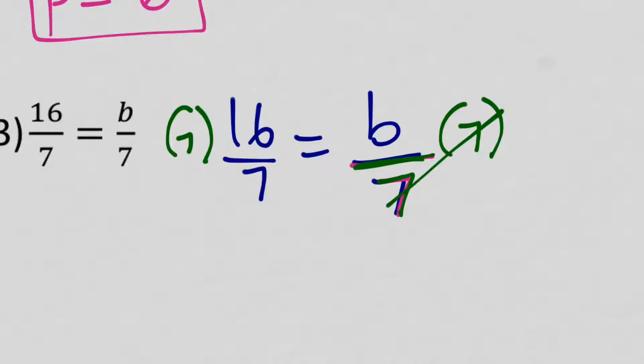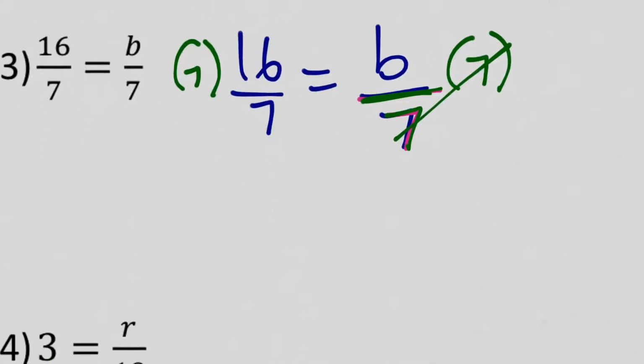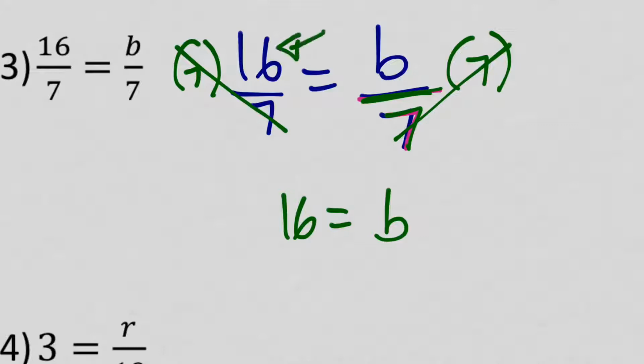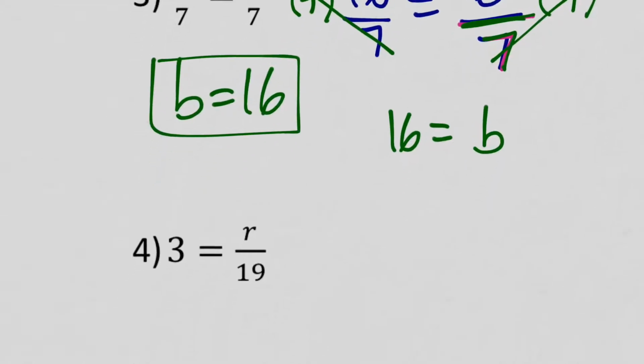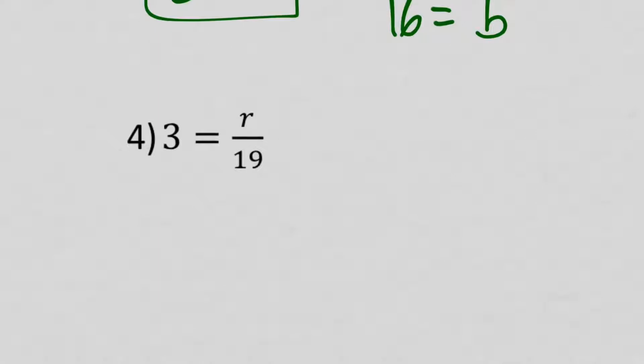So 7 divided by 7 here cancel out, so I get b. And you should notice that these 7s also cancel out, so I should just get the 16. Because 7 divided by 7 is just 1, so the 16 stays the same, which is the same as me writing b equals 16. Question number 4 is similar to that of question 3.